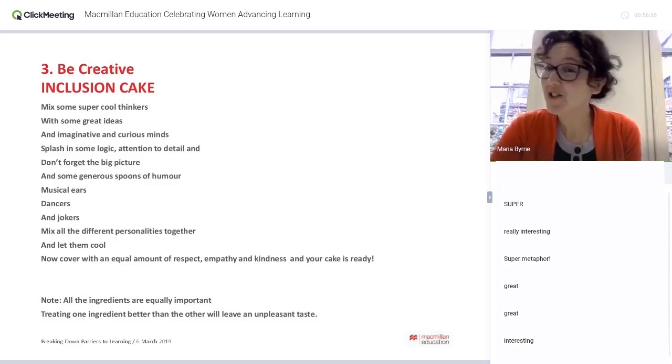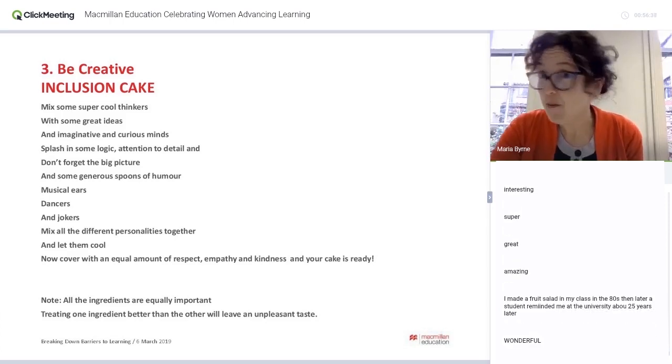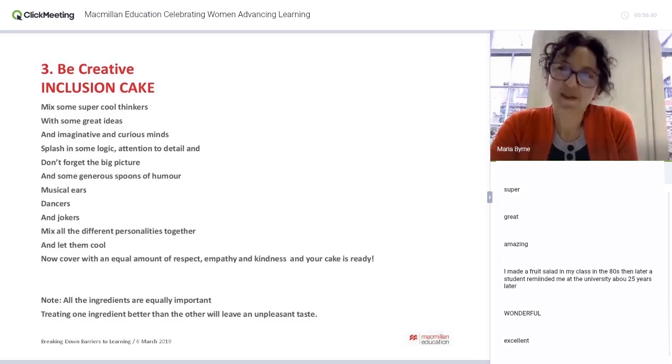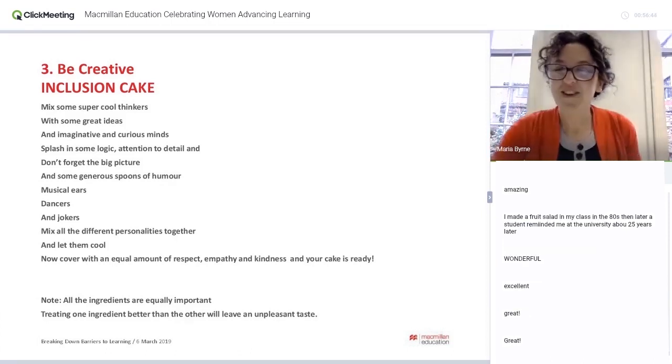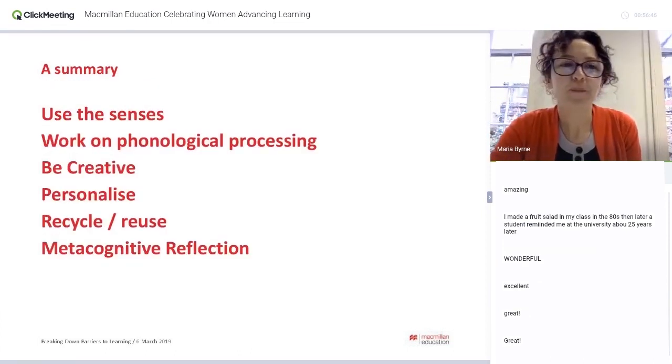I hope you like that poem. Maybe something you could get your students to do, thinking about what they bring to class or about themselves as a whole person, not just as an English learner.